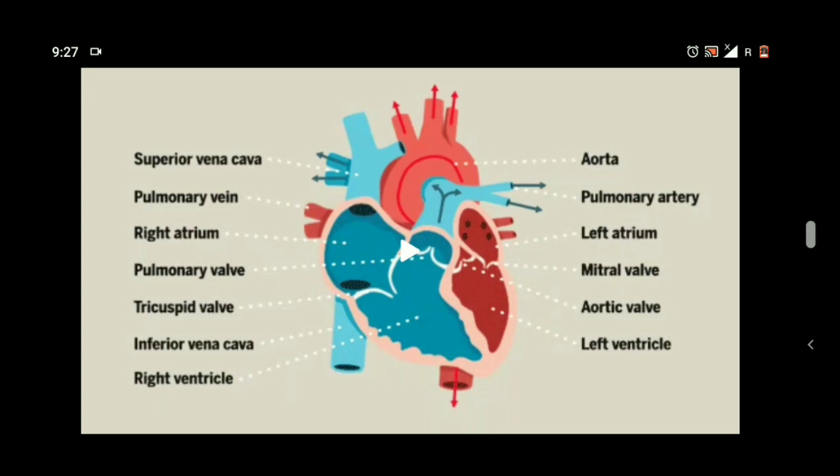The blue color is the illustration of deoxygenated blood movement, and the red color is the illustration to show the oxygenated blood movement.